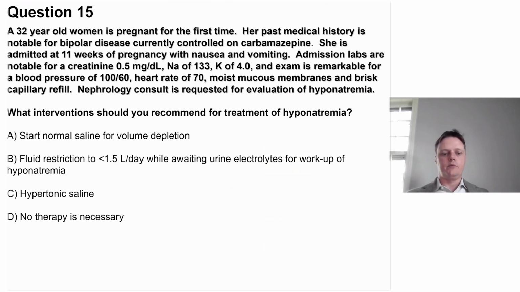A 32-year-old woman is pregnant for the first time. Her past medical history is notable for bipolar disorder, currently controlled on carbamazepine. She's admitted at 11 weeks of pregnancy with nausea and vomiting. Her admission labs are notable for creatinine of 0.5, sodium 133, potassium 4, and her exam is remarkable for blood pressure of 100/60, a heart rate of 70, moist mucous membranes, and pulse. Nephrology consult is requested for evaluation of hyponatremia. What interventions should you recommend?